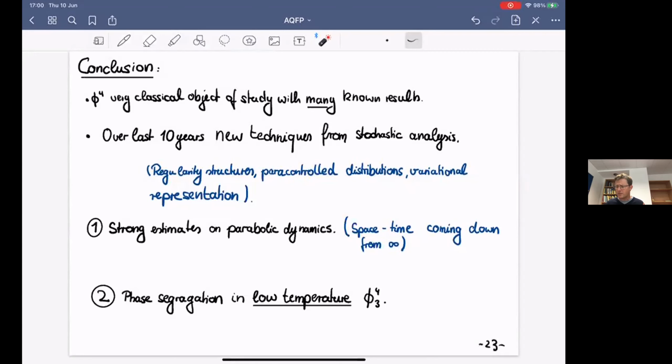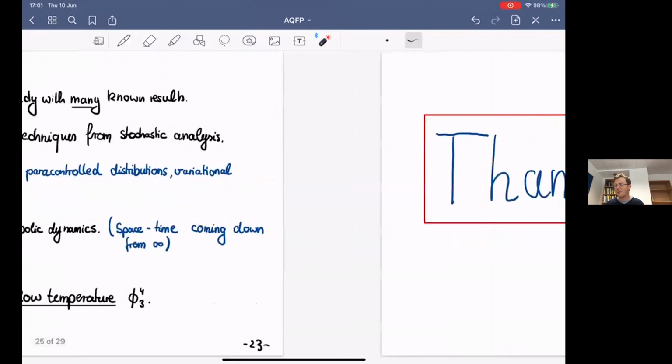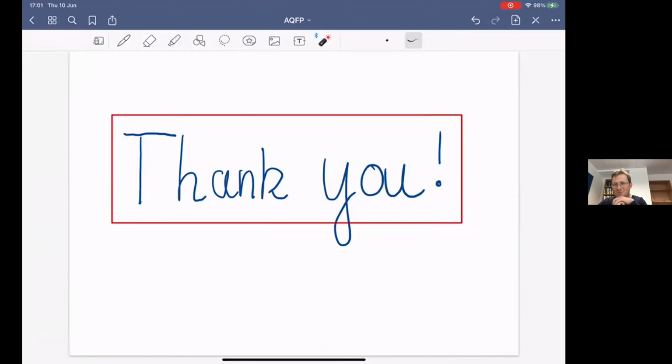The specific results that I showed you here are these strong estimates that we get in the parabolic dynamics, which allow you to get pretty good explicit handles on samples from the field. And then the second result, which is completely different, where we push this classical Glimm-Jaffe-Spencer analysis to 3 dimensions, building very much on these techniques introduced by Barashkov and Gubinelli. So I'll now finally stop at the thank you slide. Thank you.